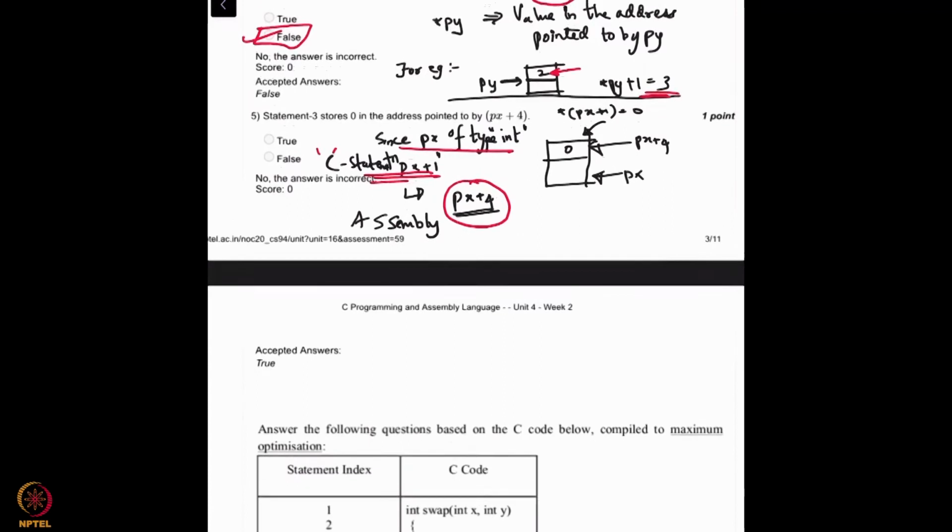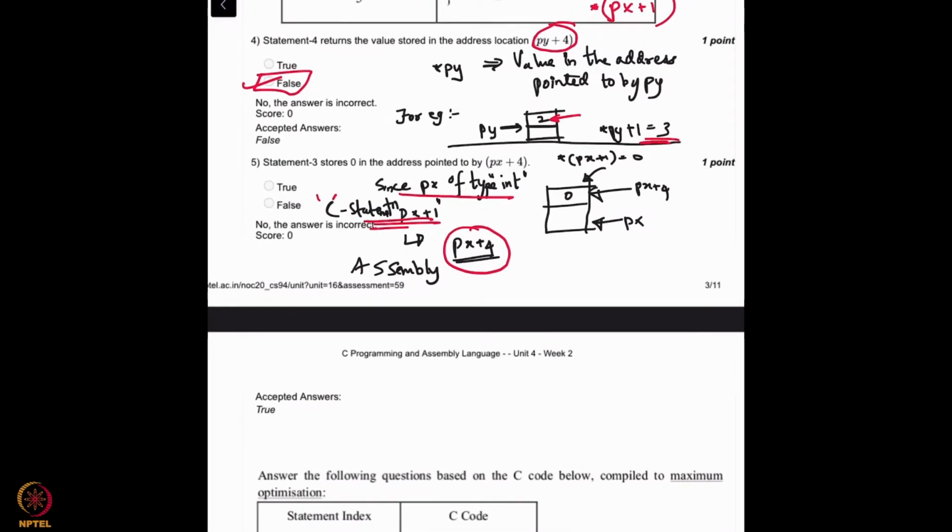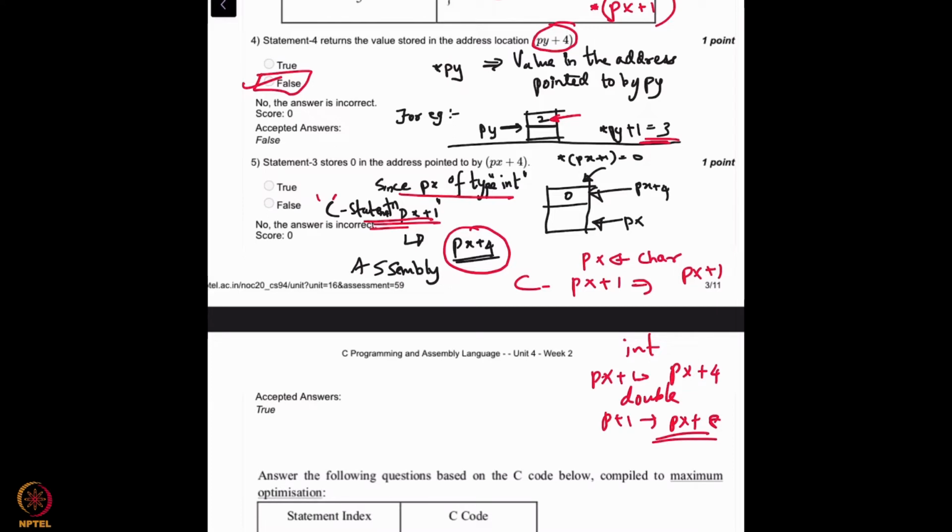So let's say if px was char and we do plus 1, the C statement is px plus 1, it translates to px plus 1 in assembly. If px was int, px plus 1 translates to px plus 4, and if it was double, px plus 1 translates to px plus 8. So using this logic, this is true.